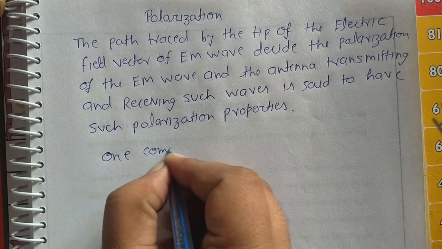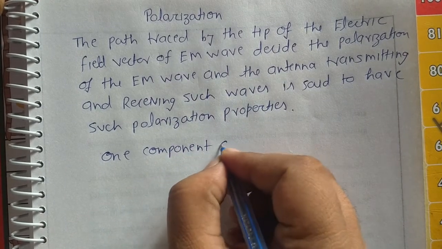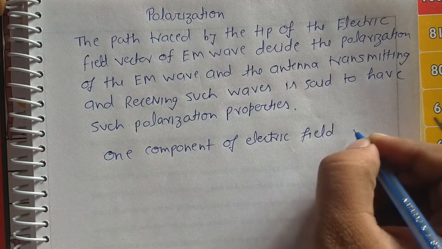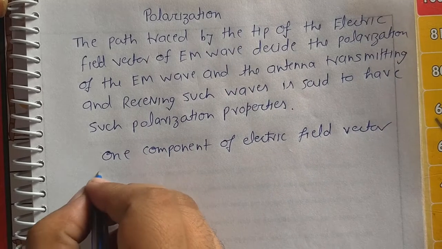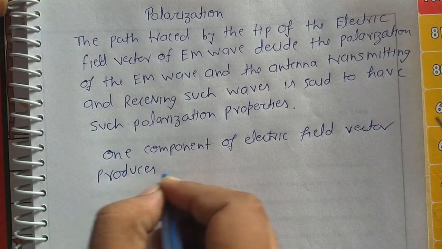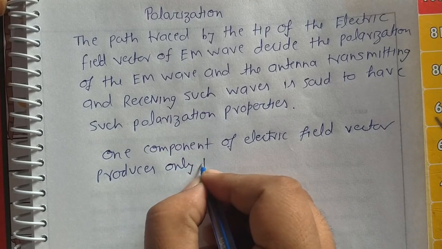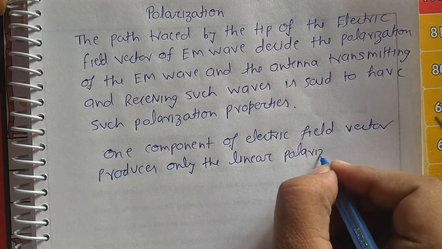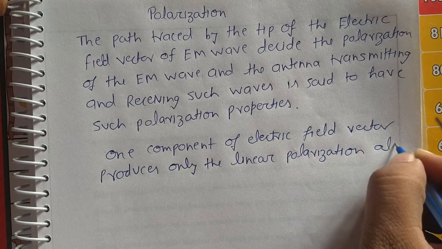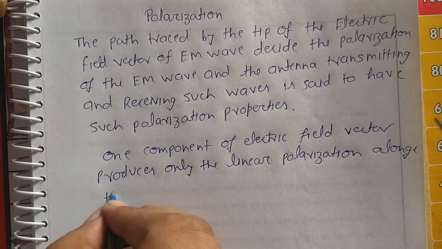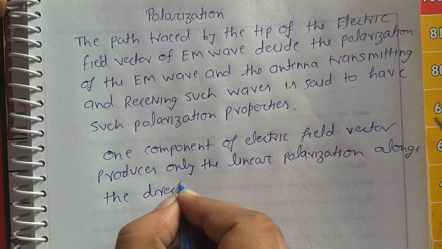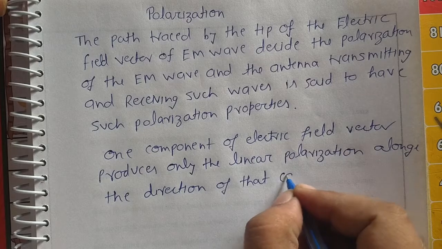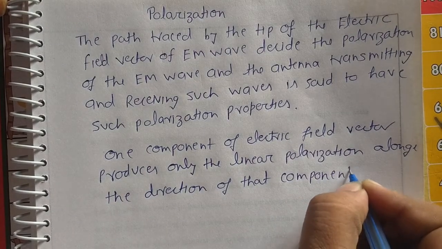One component of electric field vector produces only the linear polarization along the direction of that component. Okay.